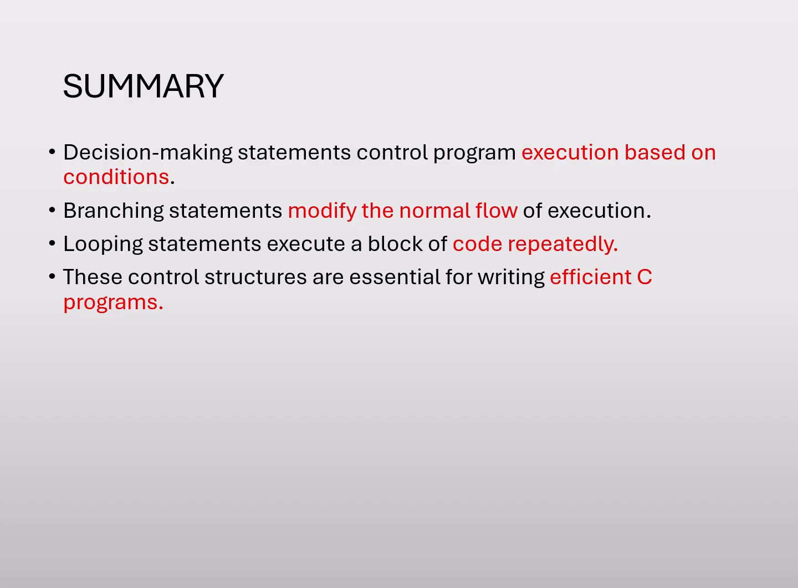The overall summary of this topic: decision making statements are mainly used to execute the program based on a particular condition. Branching statements are mainly used to modify the flow. Looping statements are used to execute the code repeatedly until the condition becomes false. These control structures are mainly used for writing programs efficiently.